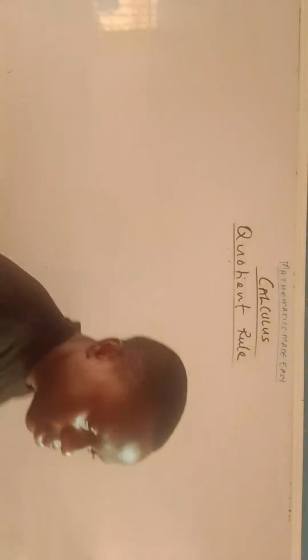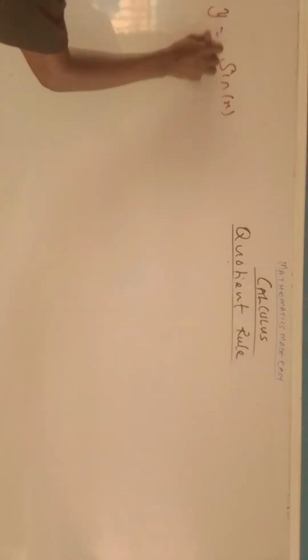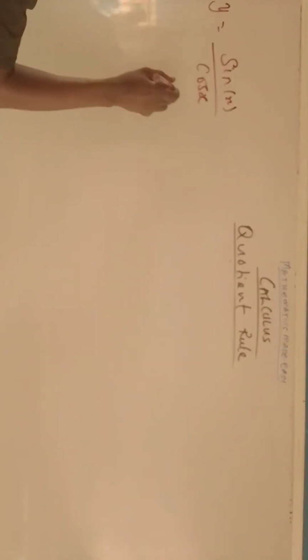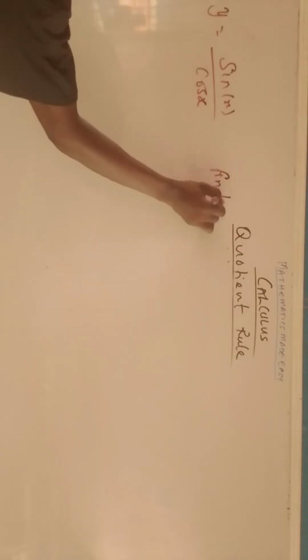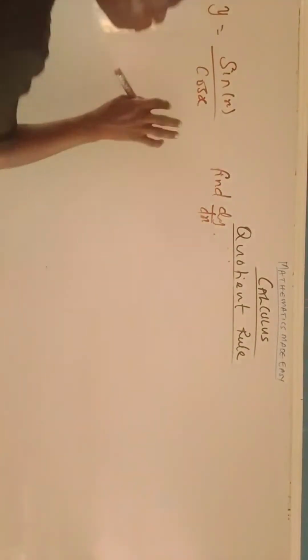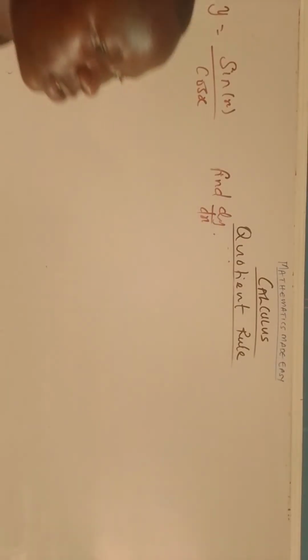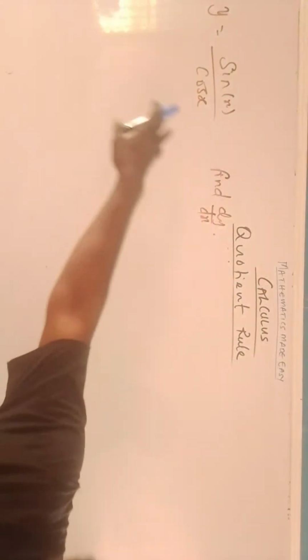Now let's do some examples related to this method. Example 1. We have y is equal to sine x over cos x. Then find dy over dx. We already know that sine x over cos x is tan x, but I want to make use of the quotient rule to differentiate this particular function, so that's why I write tan x in fraction form like this.